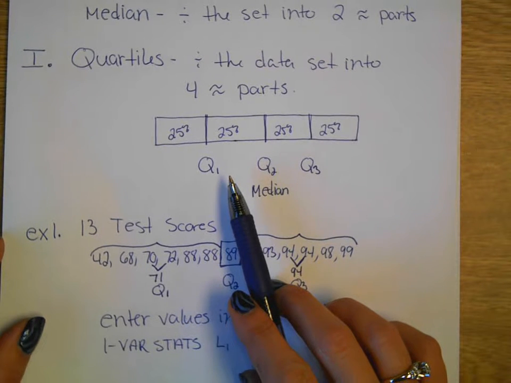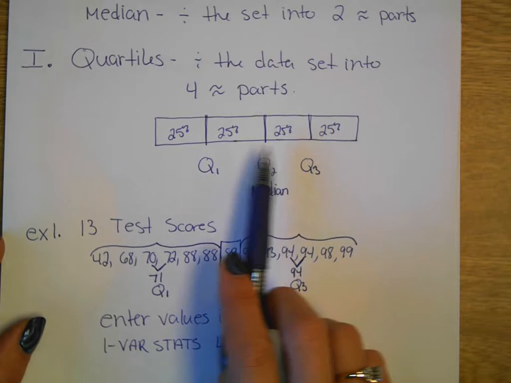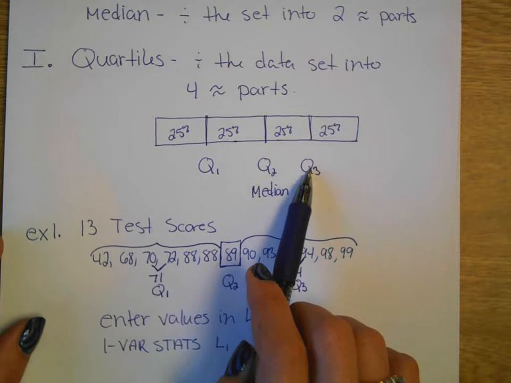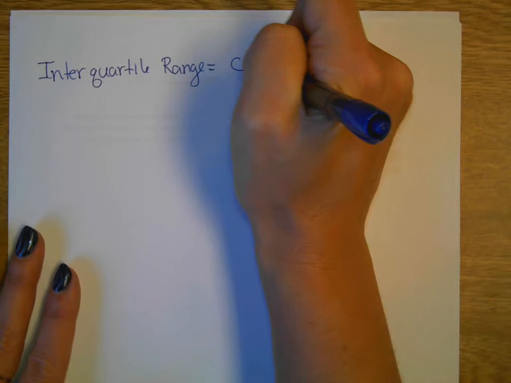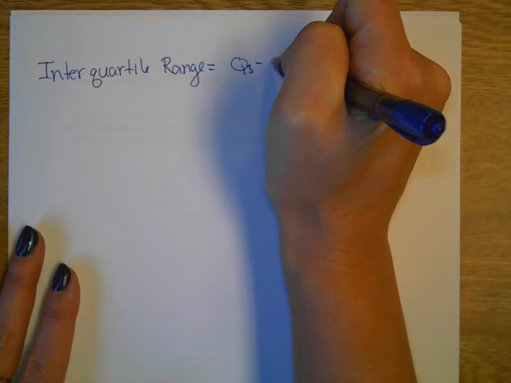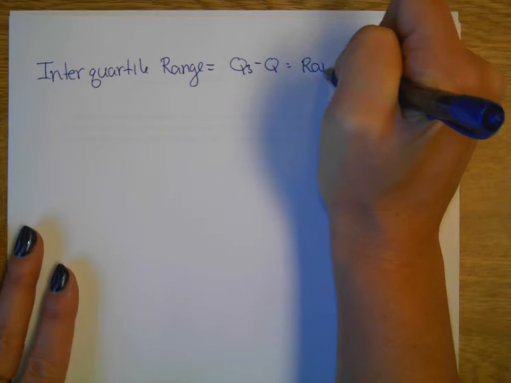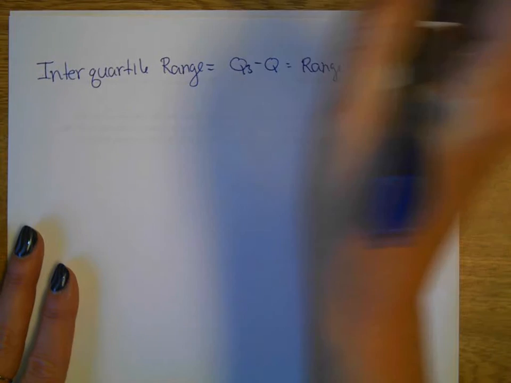Quartile 1 and 3. You are correct. The interquartile range is the distance between Q1 and Q3. It's the middle 50% of your data. How far apart are they? So, that was a very good guess on your part. Interquartile range is Q3 minus Q1. It's giving you the range of the middle 50%.